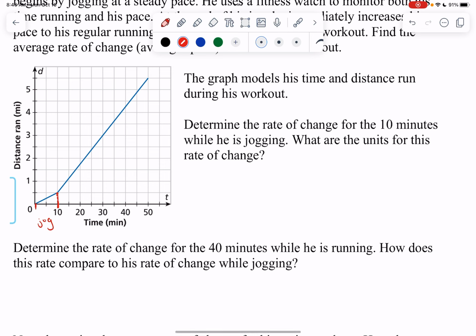And then from here to here has a different steepness. So I'm assuming that is his running. We want to determine the rate of change for the 10 minutes while he is jogging. So we want to find the slope for this first chunk right here. So I think I'm going to count my rise.